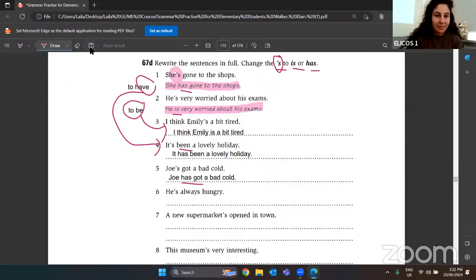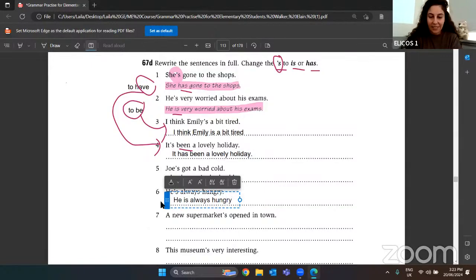6. He's always hungry. He is always hungry. Yep, the verb to be. And we've got an adverb there. He is always, remember, he is sometimes, he is never, he is usually. So he is always hungry.